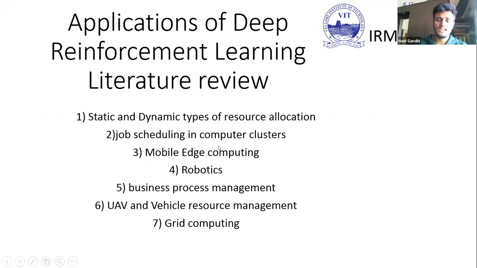The literature survey says that people in the past have also used reinforcement learning for the problem of static and dynamic types of resource allocation for job scheduling in computer clusters, where the jobs have been scheduled in order. Then mobile edge computing, robotics, business process management, UAV and vehicle resource management, and grid computing. So the basic aim of this paper is to develop a framework that could be applied to any type of resource allocation problem with initial settings that need to be done.